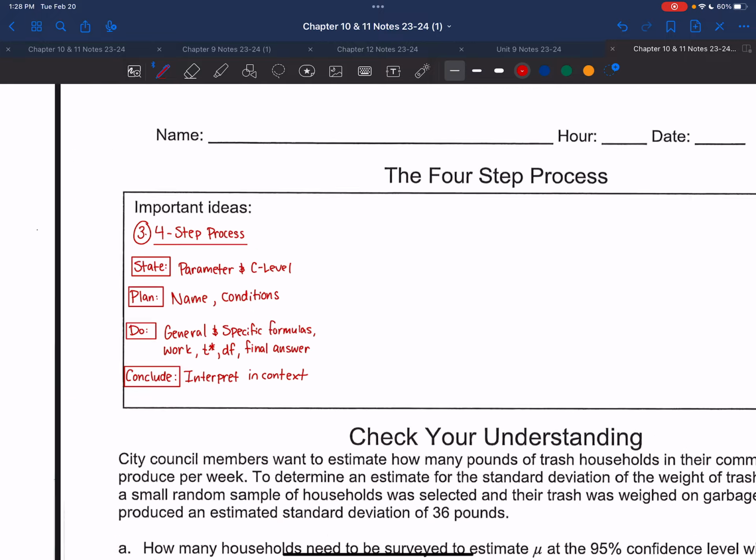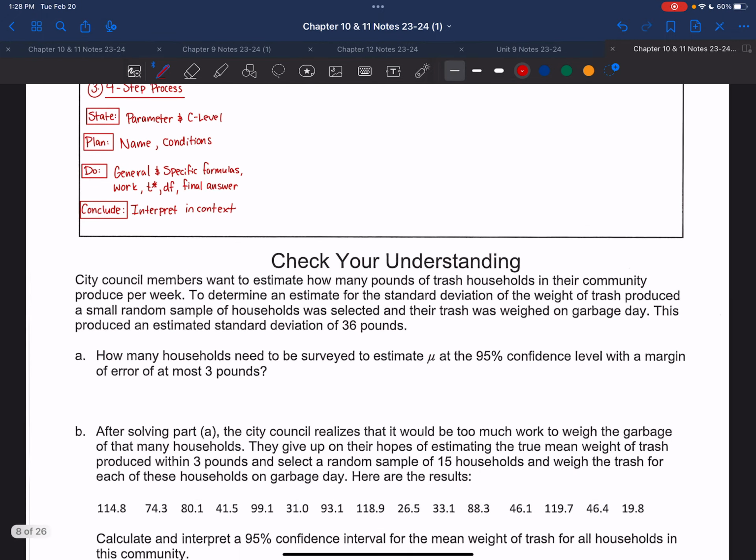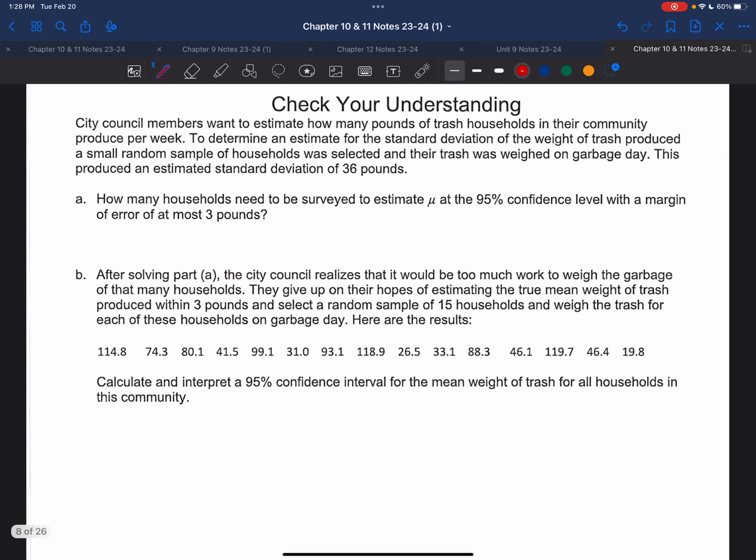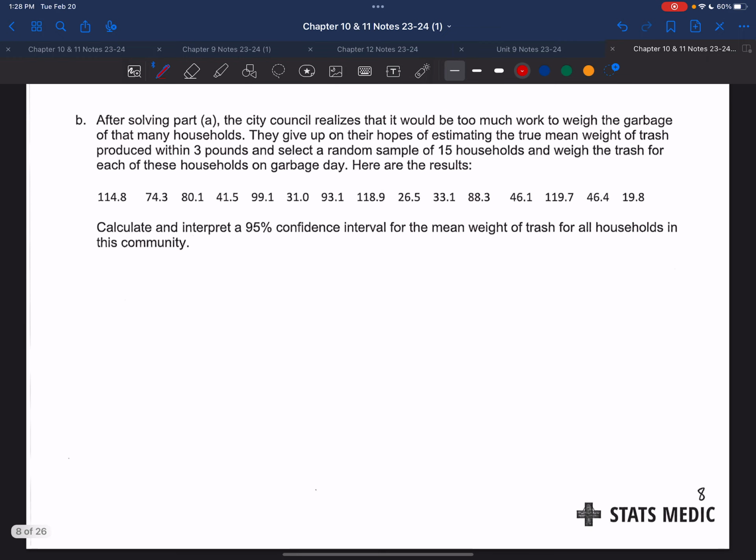Okay? All right. So check your understanding. I'm going to leave that to y'all. Okay? Again, you can check your work with the answer key. But in the next video, we will go over section 10.2.